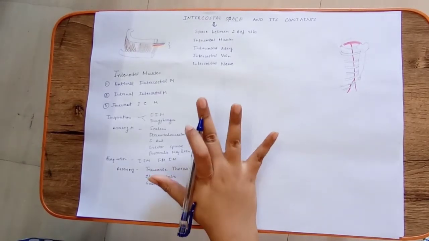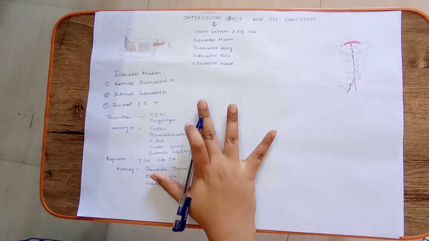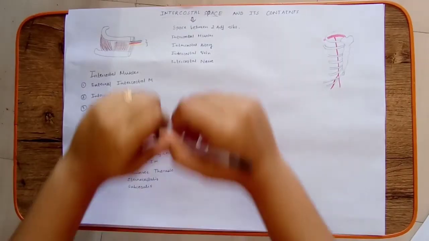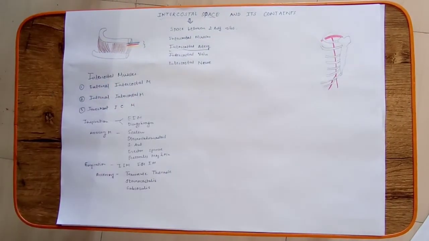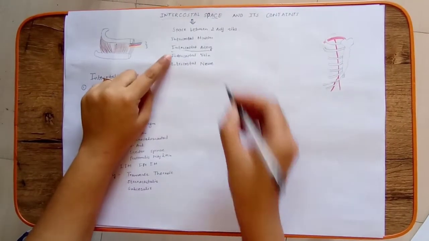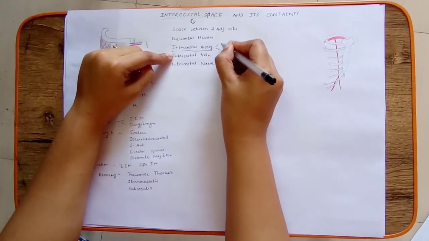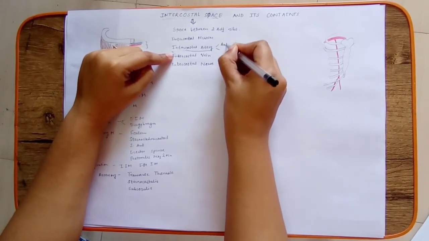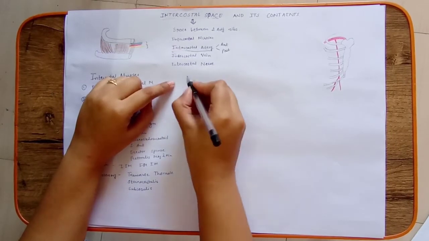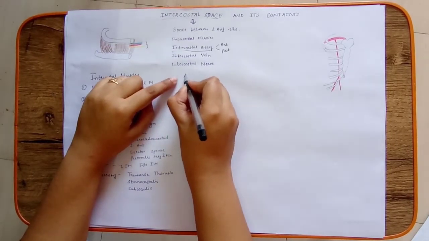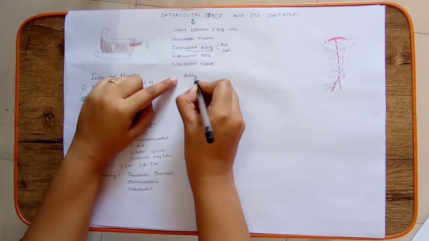So this is about the intercostal muscles. Now we'll discuss the intercostal artery. Intercostal arteries are of two types: anterior intercostal arteries and posterior intercostal arteries. First we'll discuss the anterior intercostal artery.